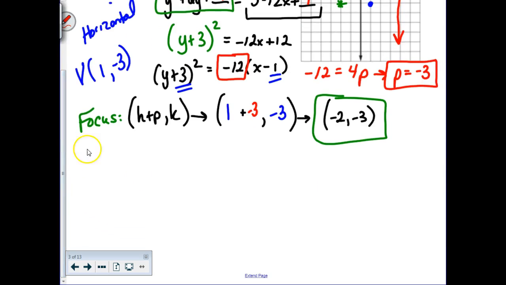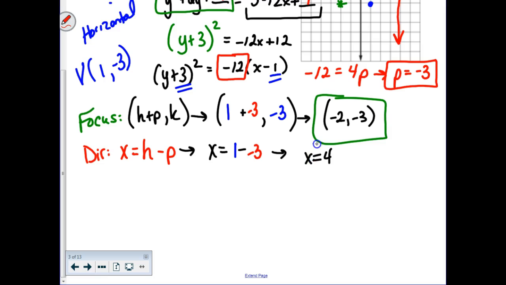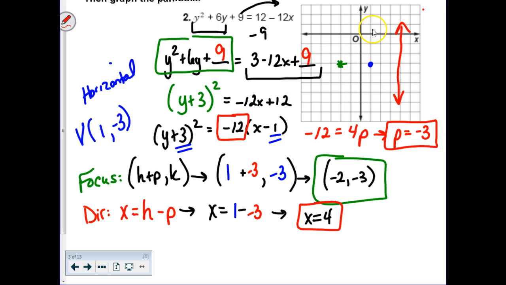Directrix line. For a horizontal parabola, it is at x equals h minus p. So using our numbers, that would be, where's h, 1 minus negative 3. Of course, you're going to simplify. So that gives you a directrix line at x equals 4, which I already drew. So let's just kind of double check that I actually do have a directrix line at x equals 4. Yeah, supposed to be a 4.